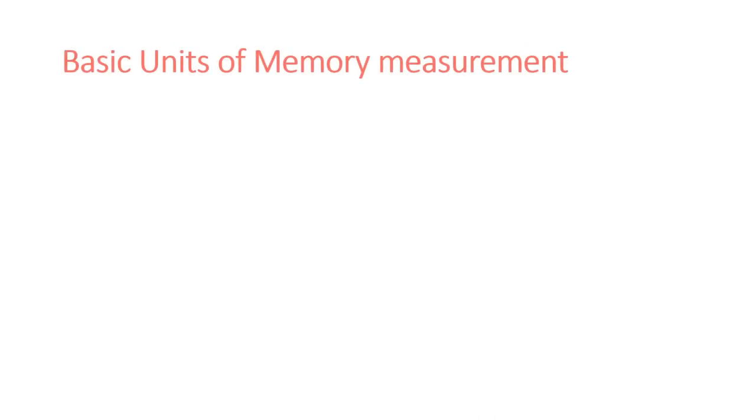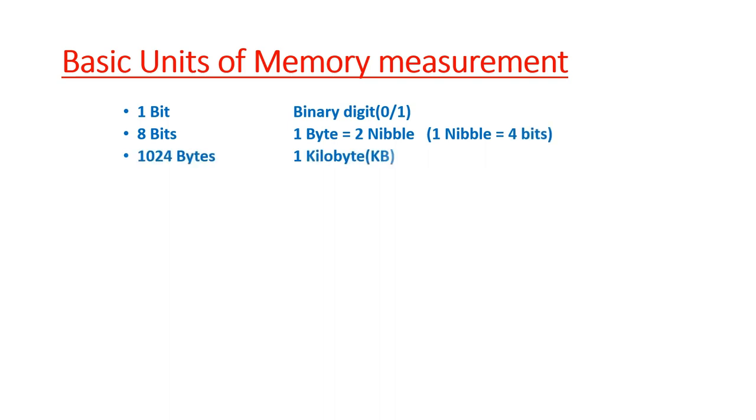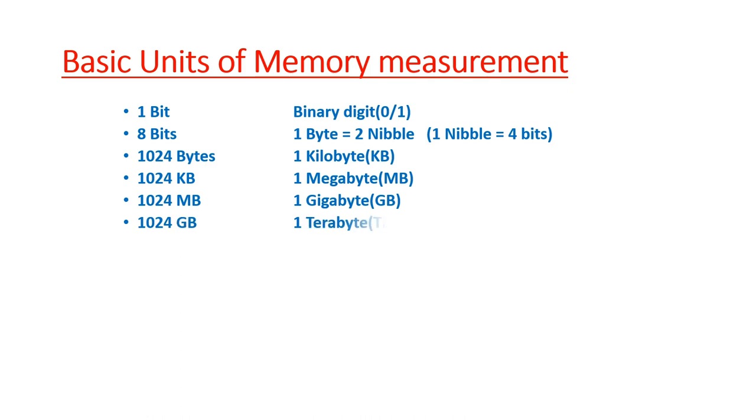Now let us know about the basic units of memory measurement. Like one bit is 0 or 1, which are known as binary digits also. And then 8 bits is 1 byte, and 4 bits is 1 nibble. So, 2 nibble equals 1 byte. And 1024 bytes equals 1 kilobyte, 1024 kilobytes equals 1 megabyte, and likewise, you can go through all these memory measurements given in this slide.